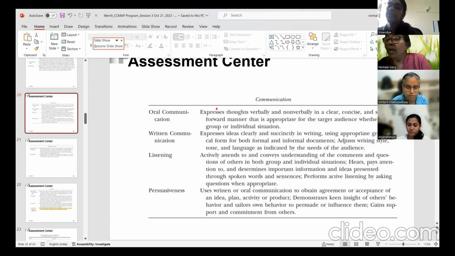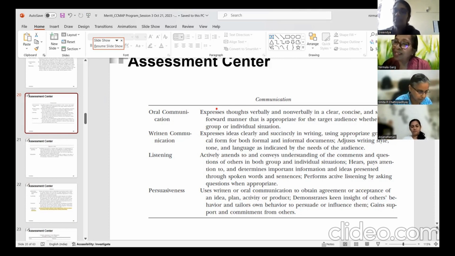Because an assessment center is not for everybody. Assessment center is for a target group of people, an audience, who have to be assessed for a particular position. Are you with me? You can't mix up all positions and then run an assessment center. I hope everybody is getting that clear. Are you getting that clear?